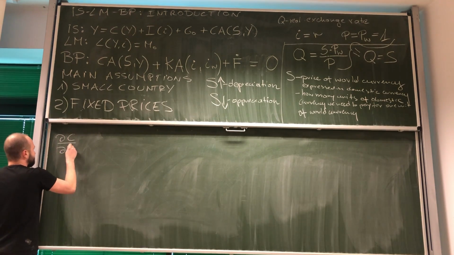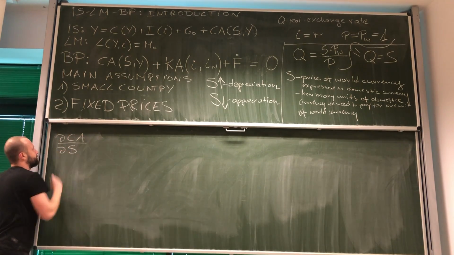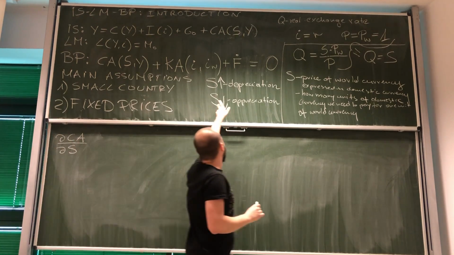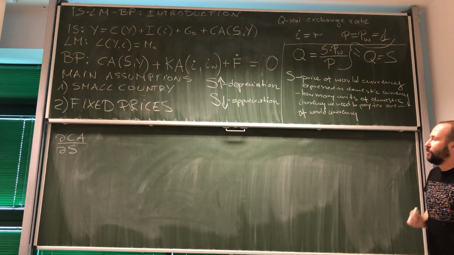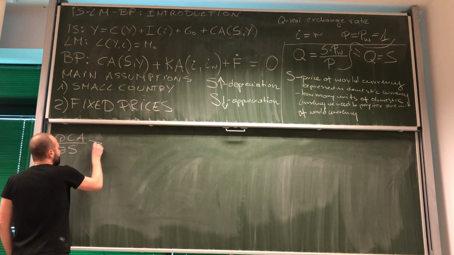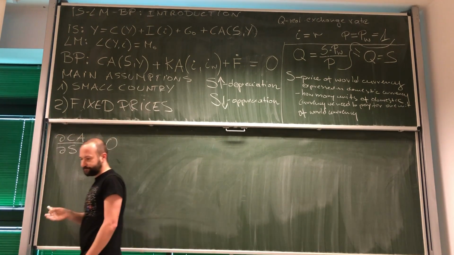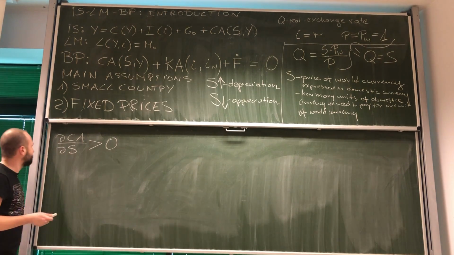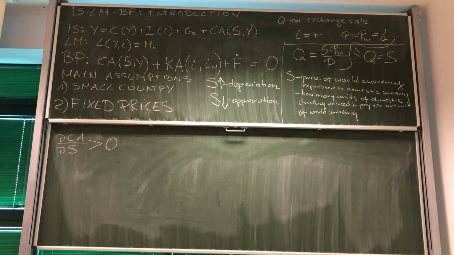So, first, we've got partial derivative of current account with respect to nominal exchange rate. So what is happening to current account when we have depreciation? Well, our goods are becoming more competitive, so we should expect the trade balance improves, right? We are exporting more, we are importing less.